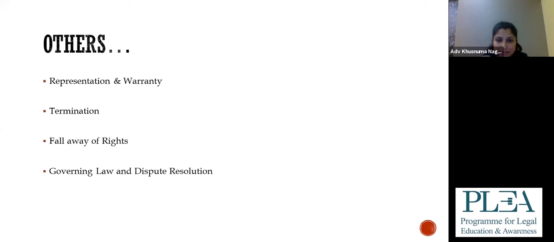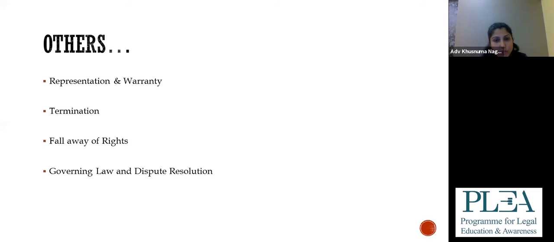Now, usually these kinds of reps and warranties, which run into pages, are covered in a share purchase agreement or a share subscription agreement. Thereafter, when a shareholders agreement is also entered into, you will typically see the reps and warranties being limited to the authority and capacity of the parties to enter into the agreement, and that the parties entering into the shareholders agreement do not violate any law or any contract that they have previously entered into.